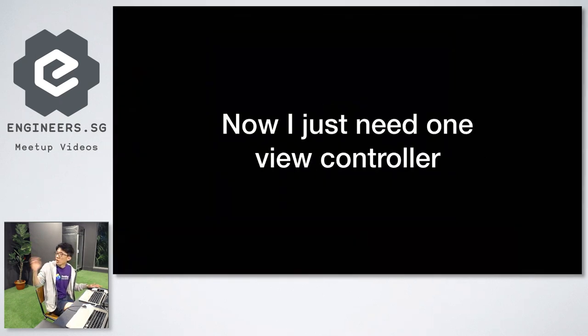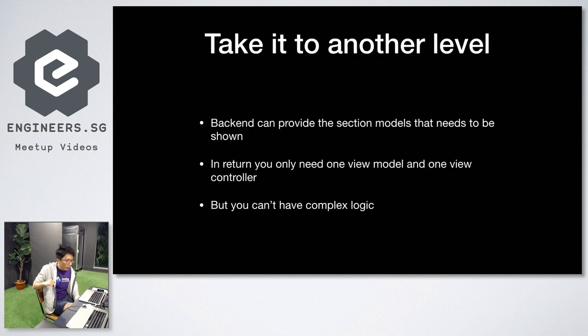So now for my registration, right? Registration UI, I just need one field controller. And we have a few models. You can take it to another level. So you can have your backend provide your section, like what information you want to collect. And in return, you only need one field model and one field controller. But you can have complex logic.